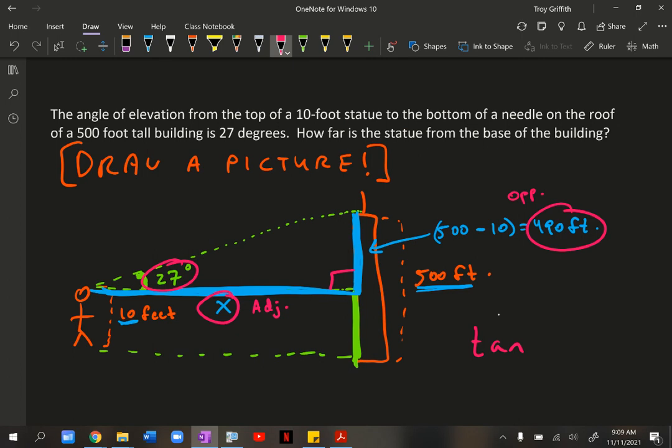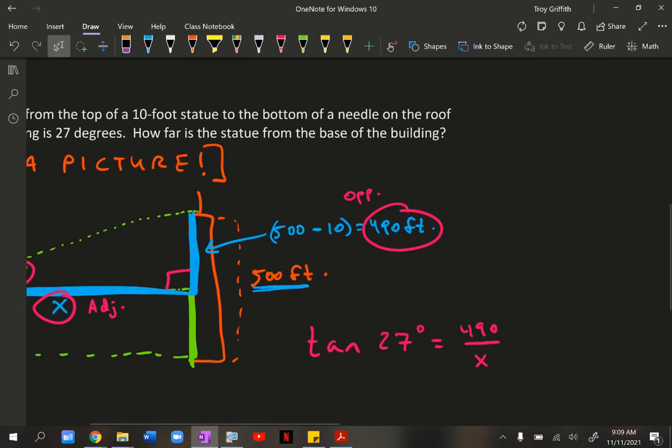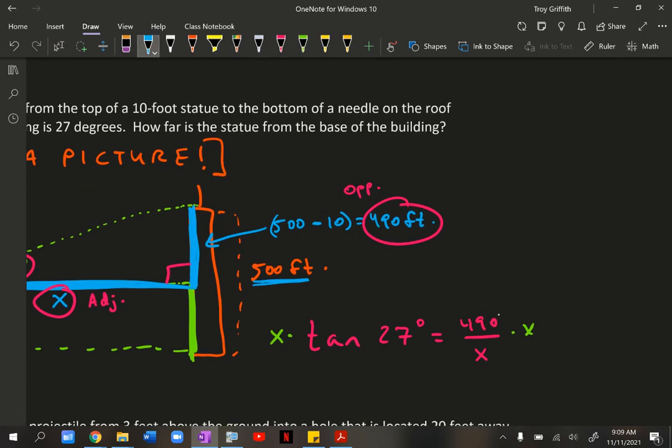The angle that I'm working with is 27 degrees. So I have the tangent of 27 degrees is equal to, if I look at my opposite side, O over A, opposite side is 490, and the adjacent side is x. So all I got to do is I got to solve this equation for x. So let's try it. If I multiply both sides by x right here, okay, and then if you want to kind of do two things in one step, I could then divide both sides by the tangent of 27 degrees, okay.